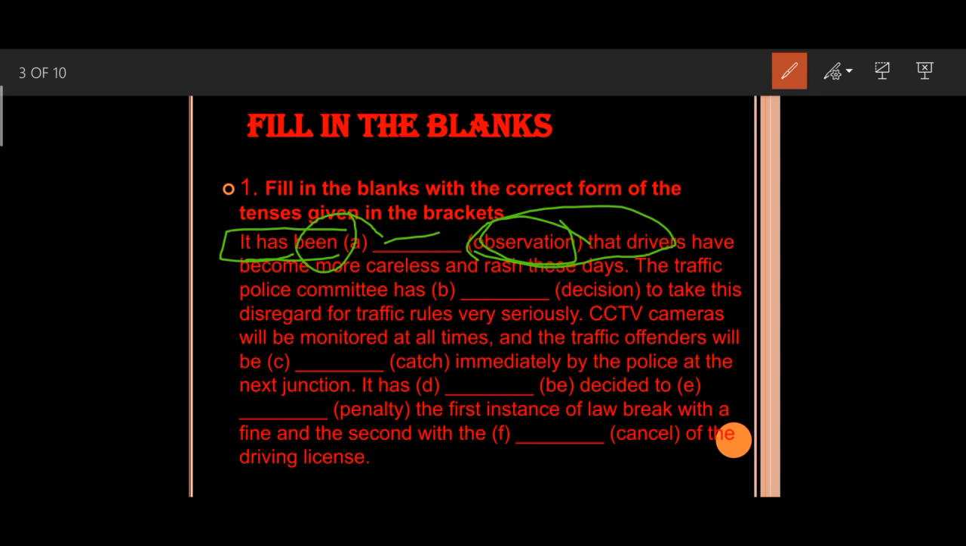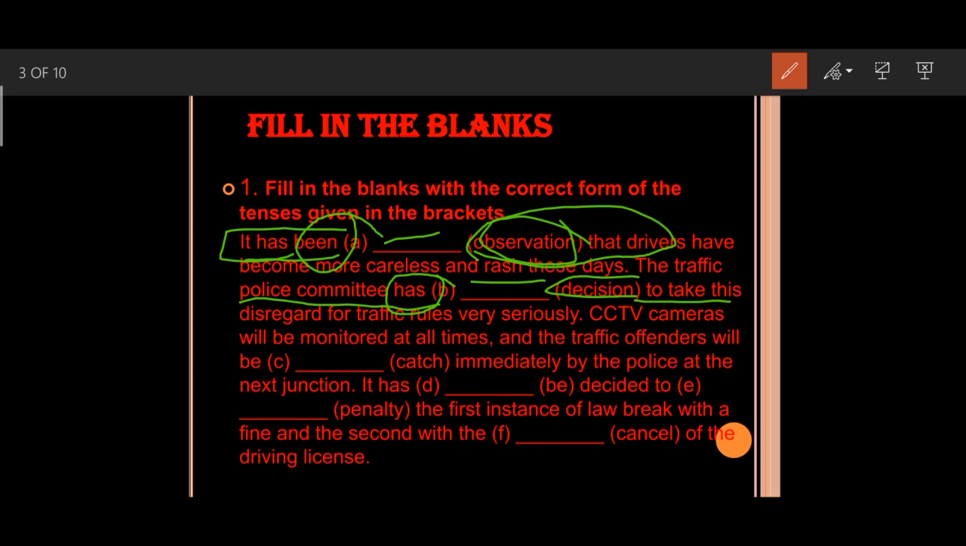Next one. Directly skip to the fill in the blank without taking a look at the entire paragraph. It'll be very easy. Just take a look. B. Police committee has dash to take. The police committee has, again we have past tense. So the past of decision will be decided. Of course, too easy, right? So it will be police committee has decided to take. It makes sense. That's why it's the right answer.